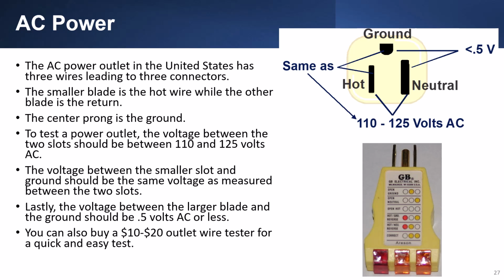The AC power outlet in the United States has 3 wires leading to 3 connectors. The smaller blade is the hot wire, while the other blade is the return. The center prong is the ground.